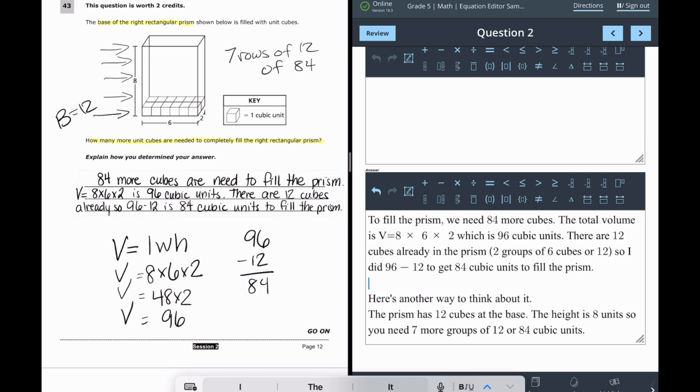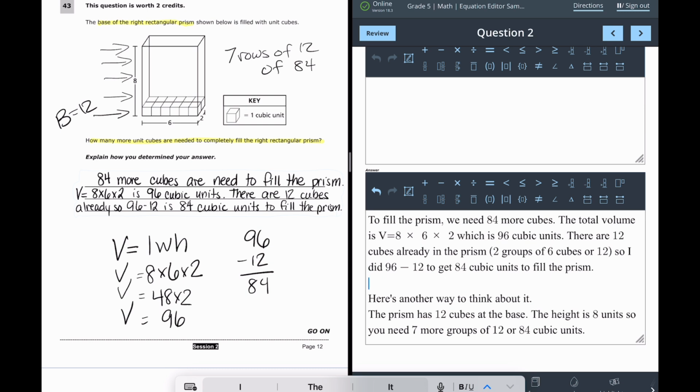Okay, so here's my first answer. To fill the prism, we need 84 more cubes. So I said exactly what you need. The total volume equals 8 times 6 times 2, which is 96 cubic units. There are 12 cubes already in the prism, 2 groups of 6 cubes, or 12. So I did 96 minus 12 to get 84 cubic units to fill the prism. Done. Awesome answer. And I can just leave it like that.